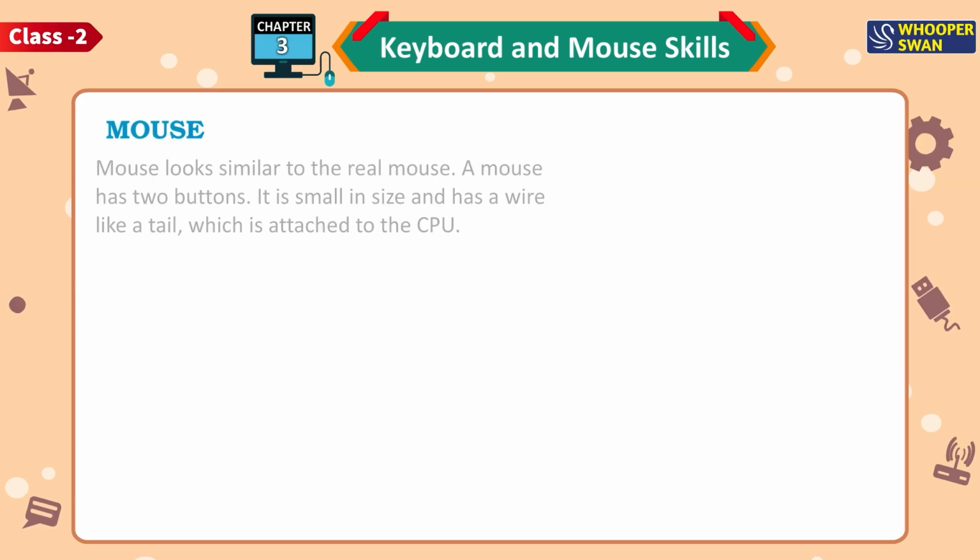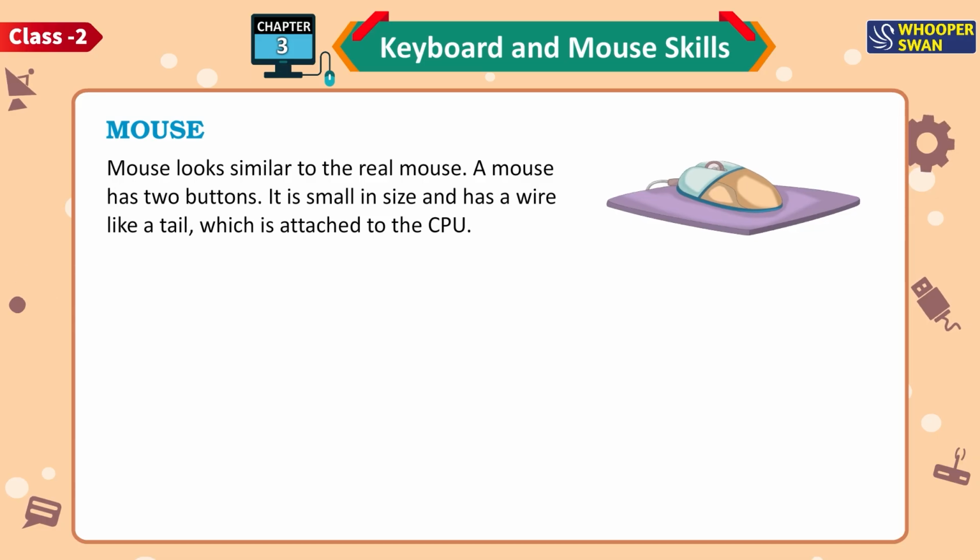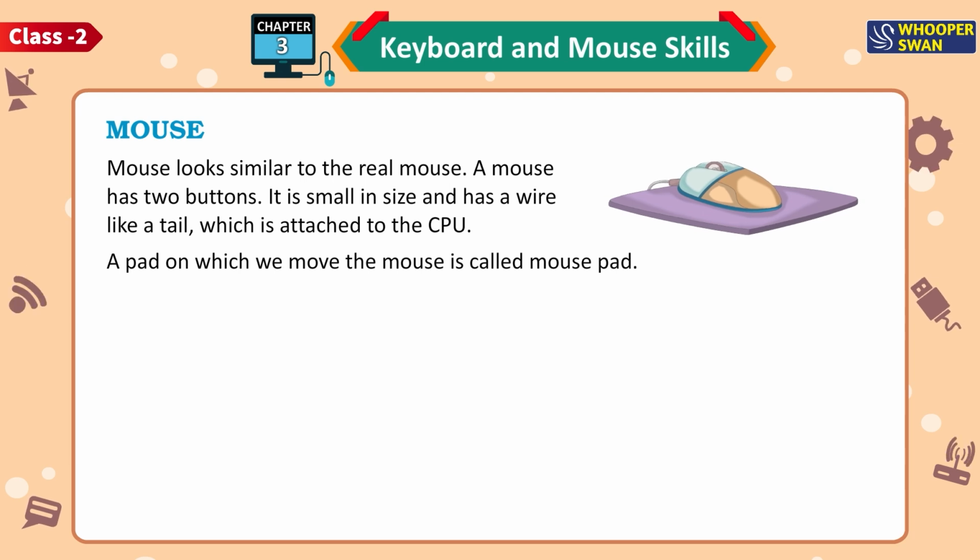Mouse. A mouse looks similar to the real mouse. A mouse has 2 buttons. It is small in size and has a wire like a tail, which is attached to the CPU. A pad on which we move the mouse is called a mouse pad.